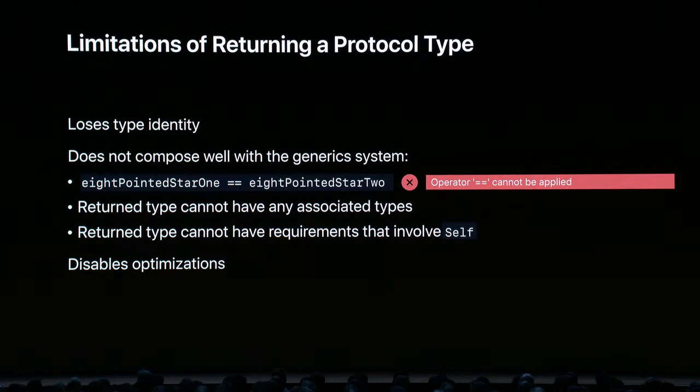If you have two values of the 8-pointed star returned from the same API, but from two different calls to this API, they might not have the same type, so you cannot compare them for equality. The return type cannot have any associated types, nor can it have requirements that involve Self. Further, losing this type identity may prevent some compiler optimizations.